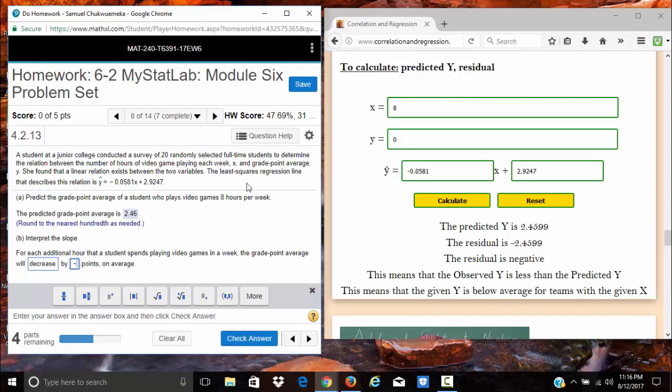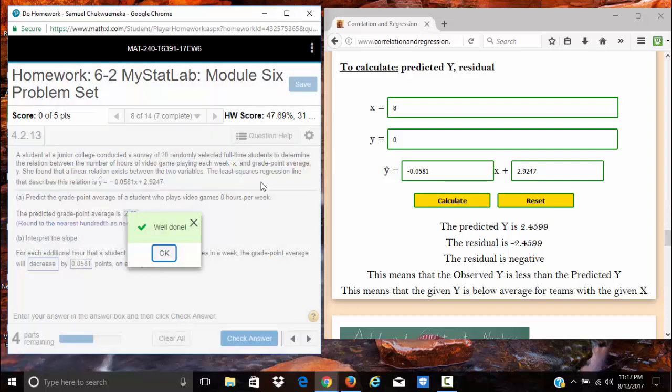It will decrease by... well, you said decrease, so there's no need to put negative again. So that would be 0.0581. It will decrease by 0.0581 points on average. Right?